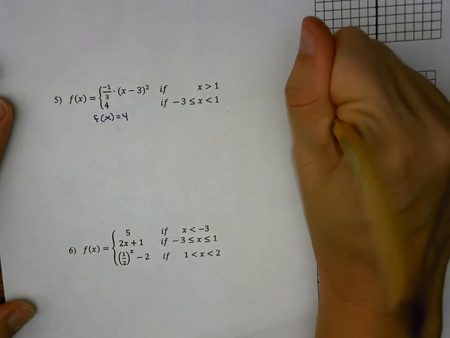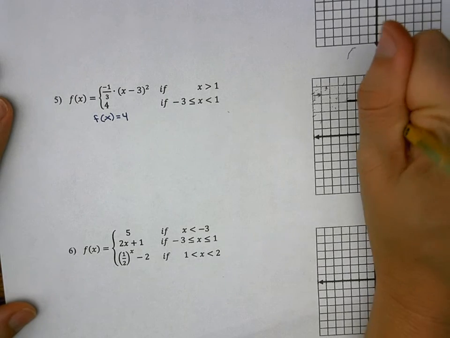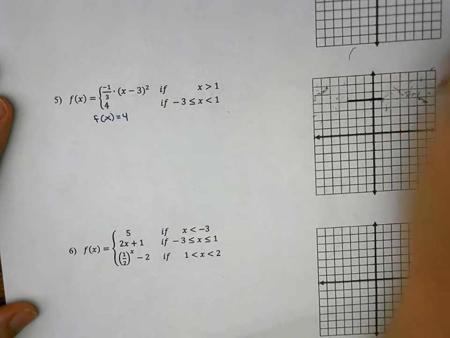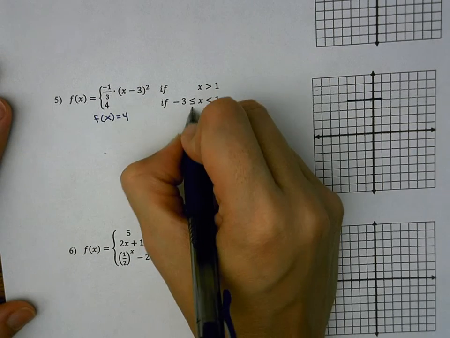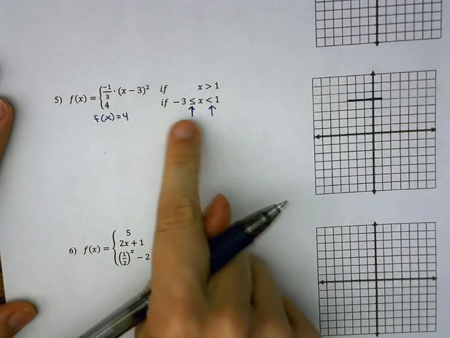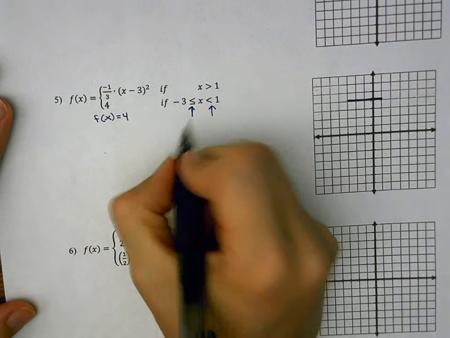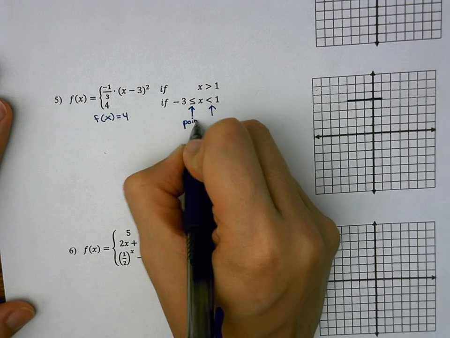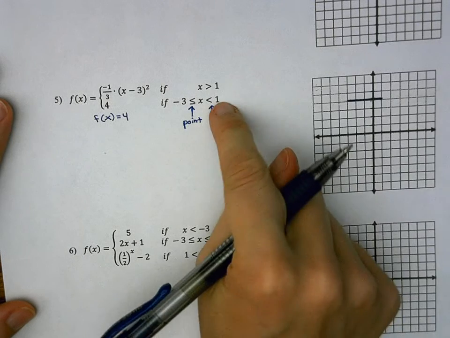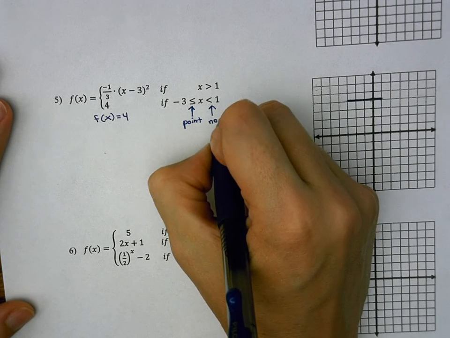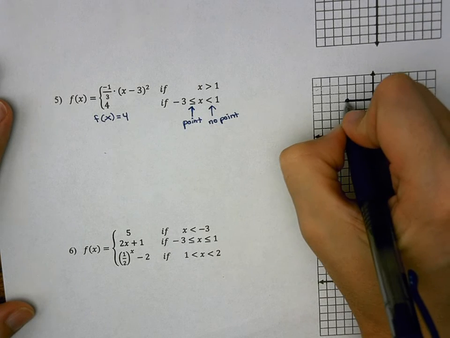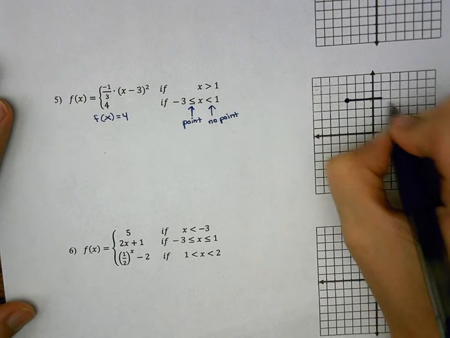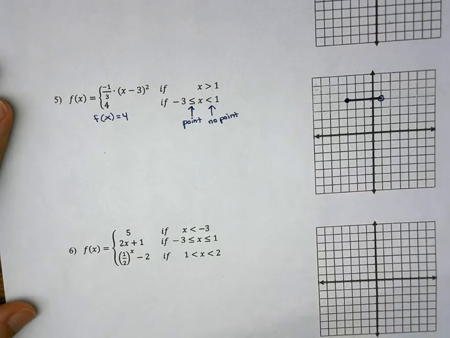Okay, and then at each of those endpoints, is there a point or is there no point? Okay, what, negative 3? There is a point. There's an equals. At 1, there is a no point. No equals. Okay, so we're going to put a point at negative 3 and a no point at 1. A hole there.